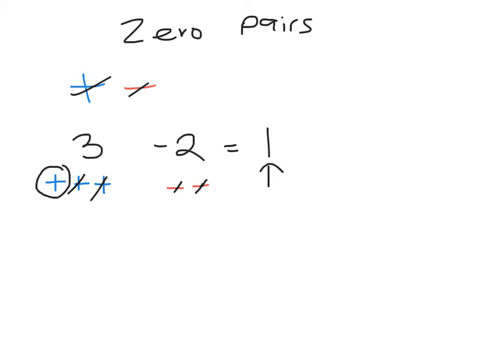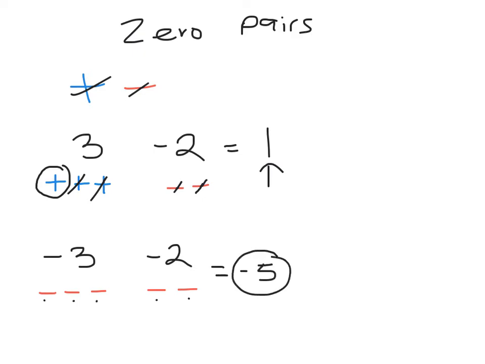Let's try another one. What if I had -3 and -2? Well, I can draw 3 negative signs and 2 negative signs. Notice there are no plus signs to cross out, so my final answer has to be 1, 2, 3, 4, 5. There are 5 negatives, so my final answer would be -5. So let's use this to help us solve the following examples.